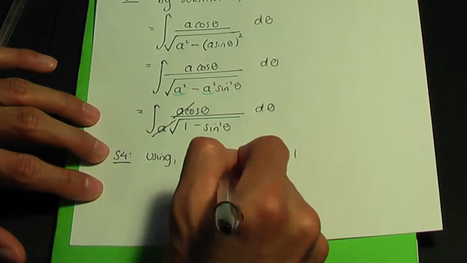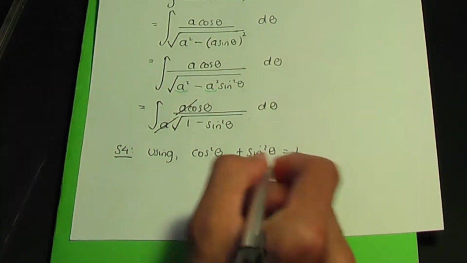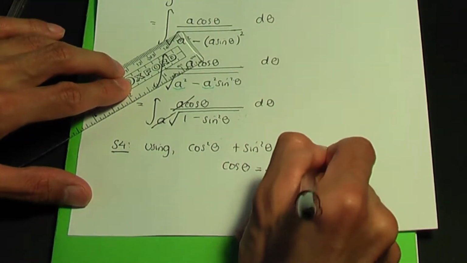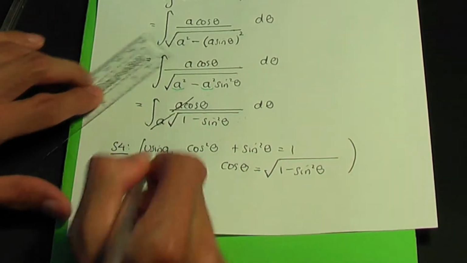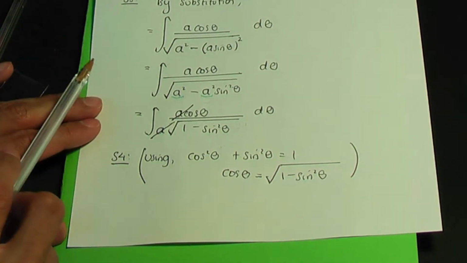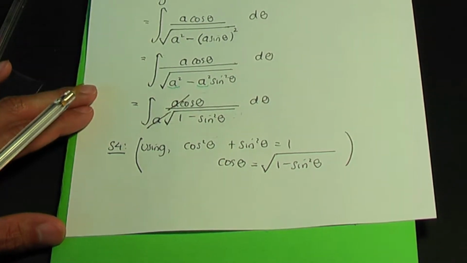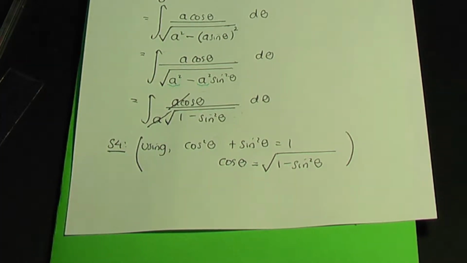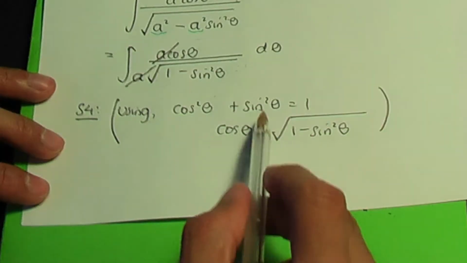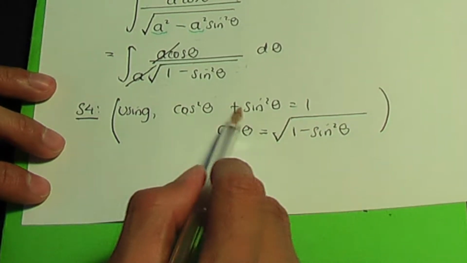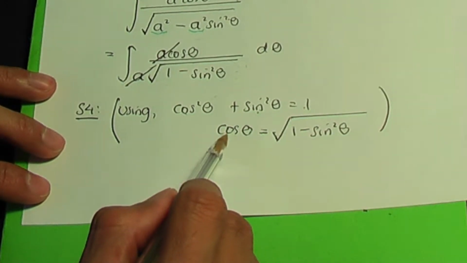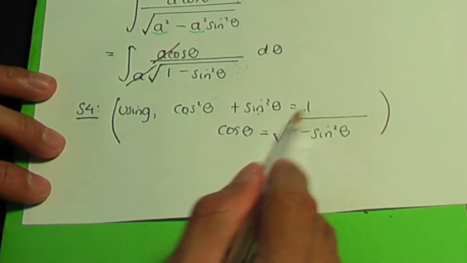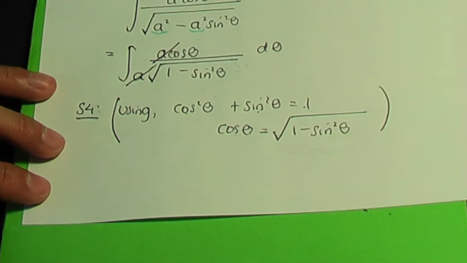If I rearrange, you might find that cos theta is going to be the root of 1 minus sine squared theta. So remember, when doing a trigonometric substitution, most likely you're going to be using a trigonometric identity to help you with the substitution process. This is the identity that I've used: cos squared plus sine squared is equal to 1, which when rearranged gives me this root term. The root of 1 minus sine squared we're going to replace by cos theta.